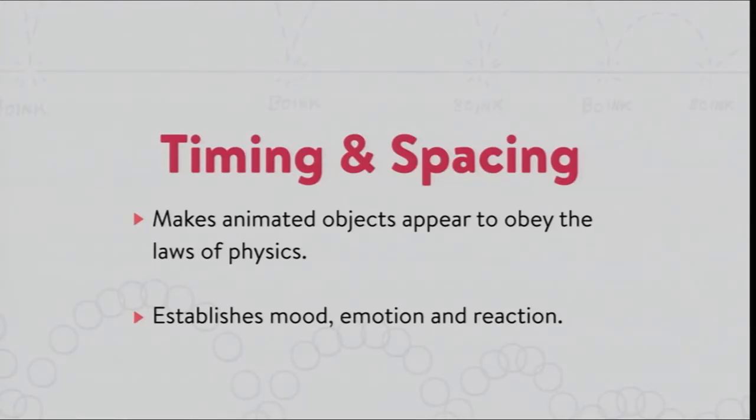So timing and spacing do two really important things, and this is the reason we would look at bouncing balls in excruciating detail. They make objects appear to obey the laws of physics. Kind of a good thing. We're all really used to stuff like gravity. It's pretty nice when our interfaces at least reference that.